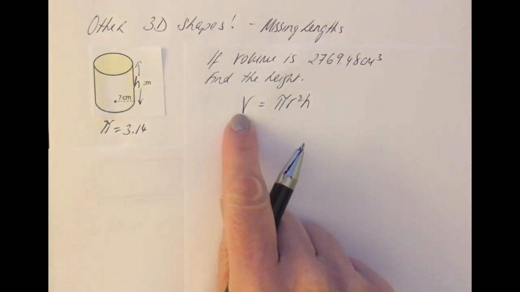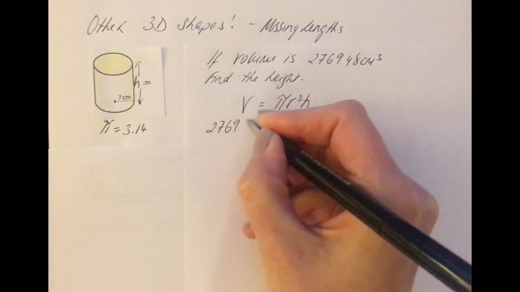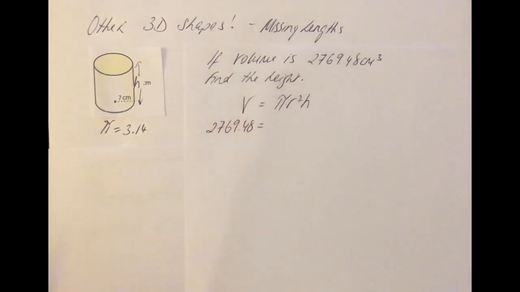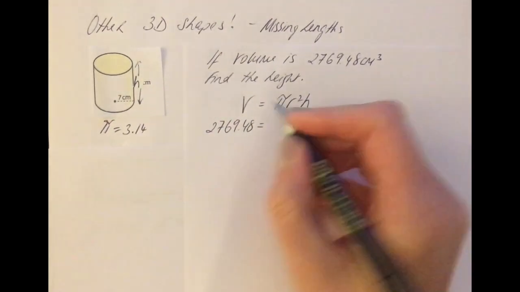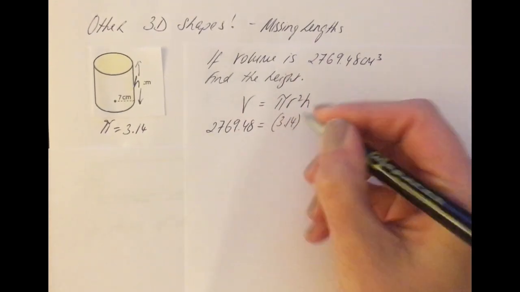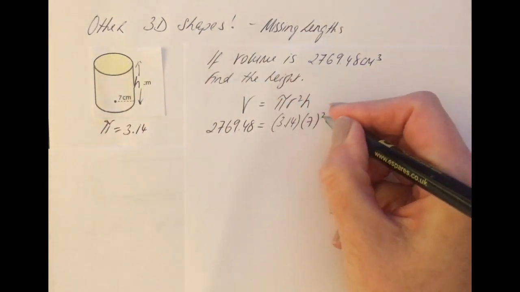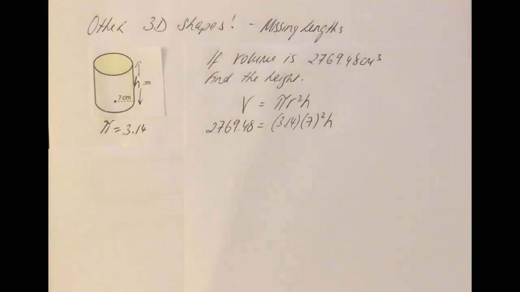So this time we know what the V or the volume is. So we're going to sub in 2769.48 in for the volume. Pi, we're told in the question to take is 3.14, so make sure you fill that in as well. The radius we can see here is 7, so 7 squared, but the height we don't know, so we'll leave it as h.